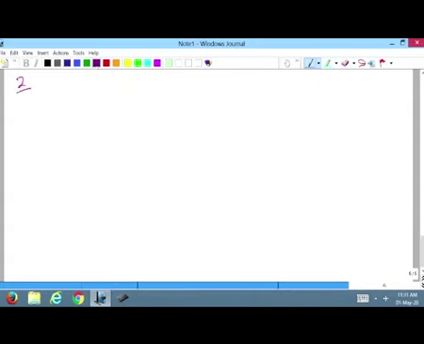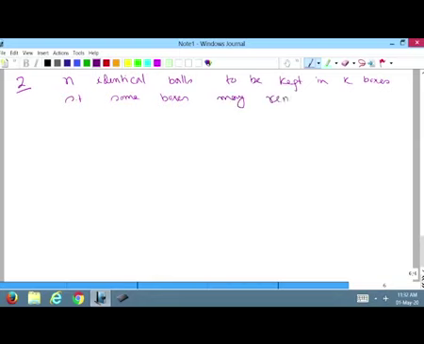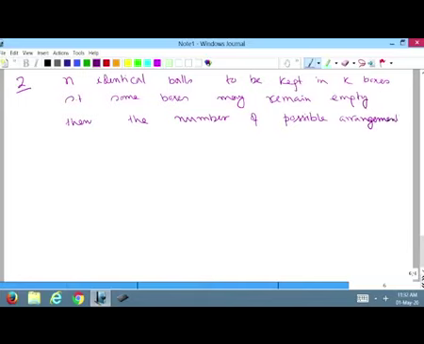And the second formula was a similar setup: n identical balls to be kept in k boxes such that some boxes may remain empty, then the number of possible arrangements is n plus k minus 1 C k minus 1.